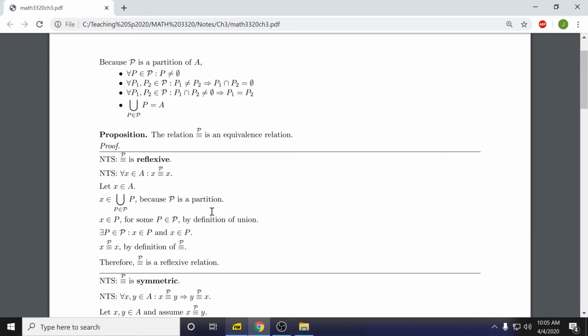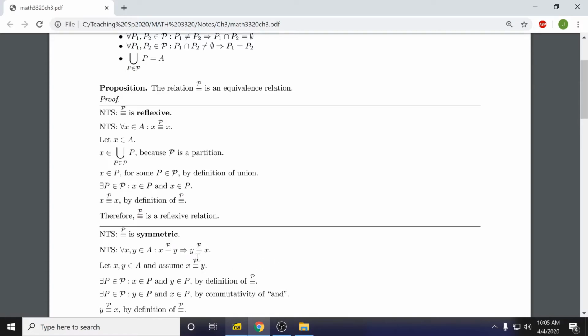This one's a real quick proof. To show that something's symmetric, you need to show that for any two elements x and y in your space, if x is related to y, then y is related to x. So we'll let x and y be arbitrary elements and assume that x is related to y. Well, then by definition of the relation, there exists some P in our partition such that x is in P and y is in P. That's just the definition of our relation that we just had up in the slides.